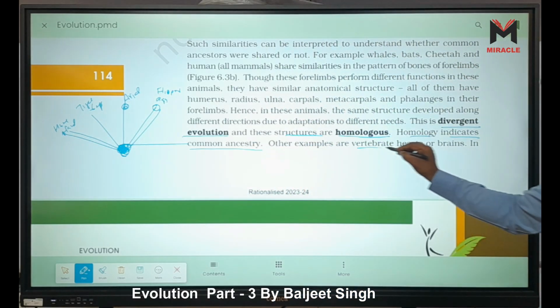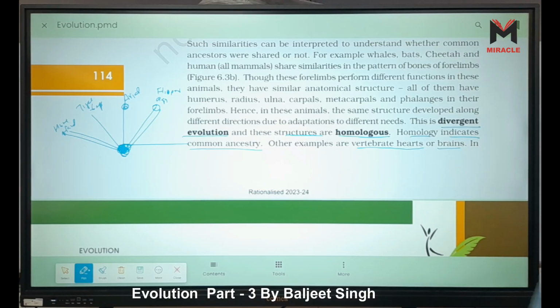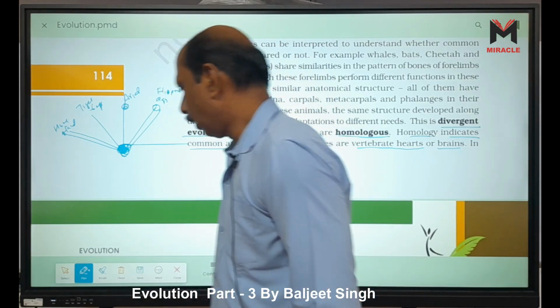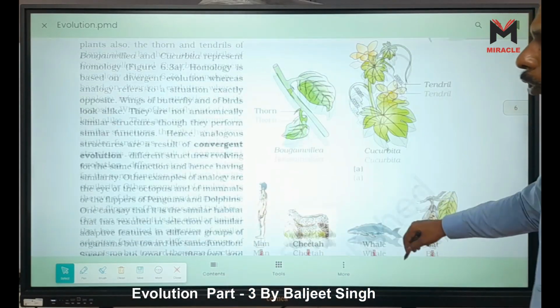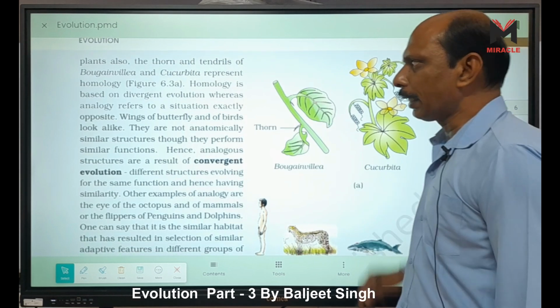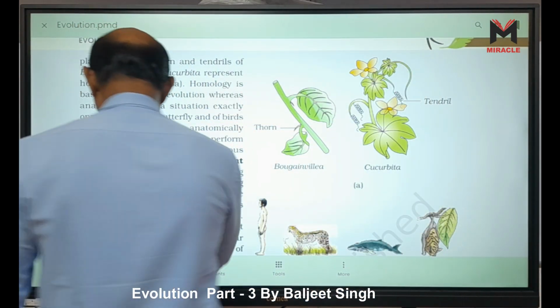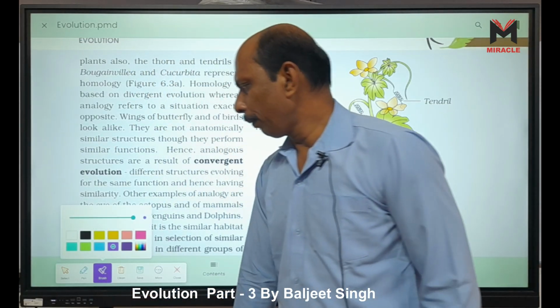Other examples are vertebrate hearts or brains. Heart and brain are the same, right? In plants, there is also homology. Plants also, the thorns and tendrils of Bougainvillea and the Cucurbita family. Which ones? Bougainvillea and Cucurbita family. So Bougainvillea means what?